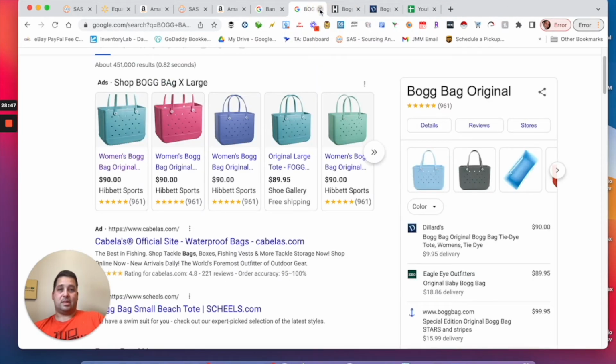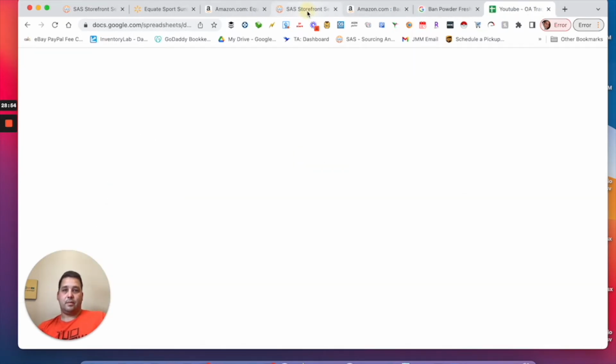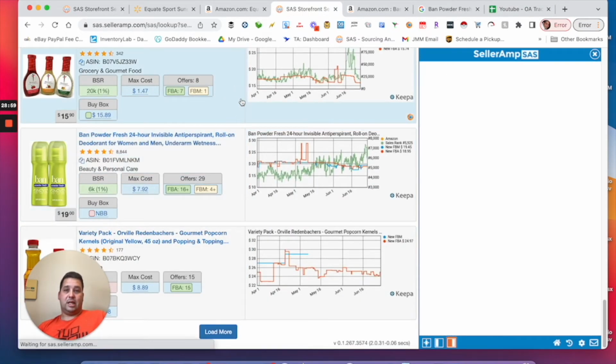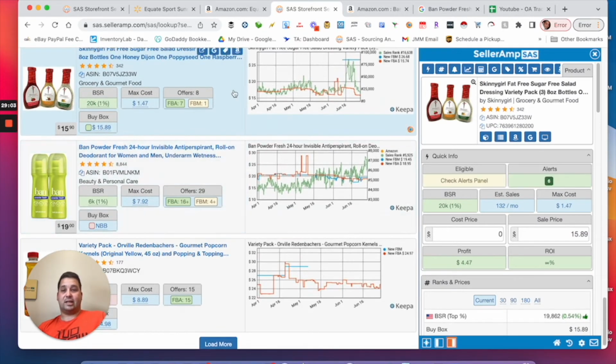Let's get rid of some of these tabs here. You're going to have a ton of tabs when you do this. All right. This would be a good example right here of something I would just skip automatically. I was actually looking at this one while I was talking about the previous one.